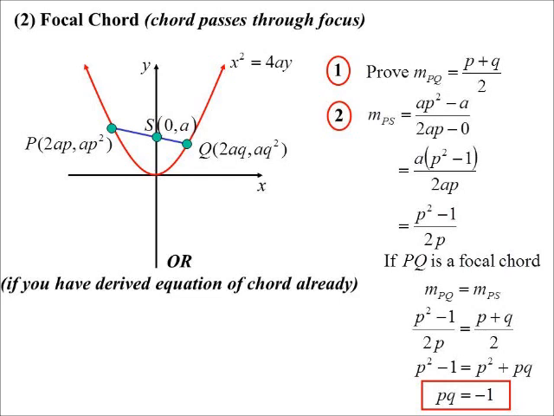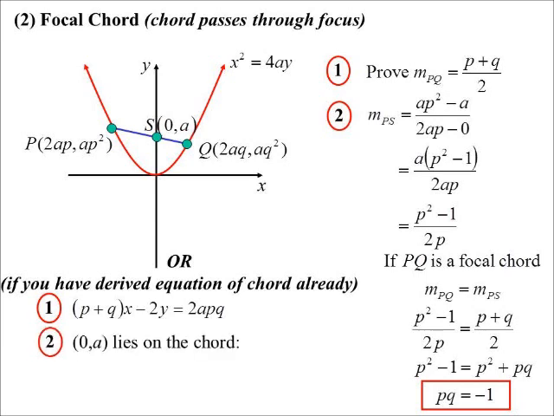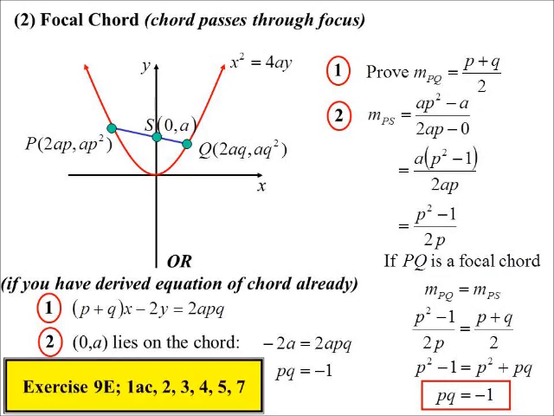Another way I could have done, say we'd already worked out the equation of the chord, like we did in the first one, then it's probably quicker to simply say, oh, well, hang on, if the focus is on this line, it must satisfy the equation. So I'll sub it into our equation of the chord, and there we go, we just get pq is -1 straight away. Because x is 0, the p plus q disappears, I get minus 2a is 2apq, pq is -1. So I guess it really depends what else we've done in the question already. So the exercise bounces in, 9E.